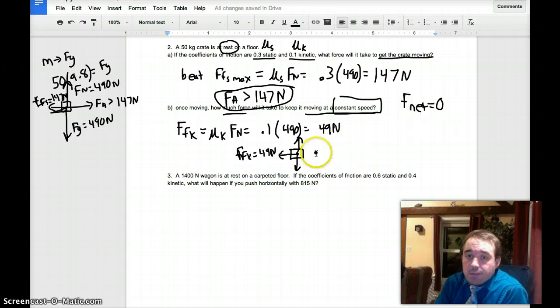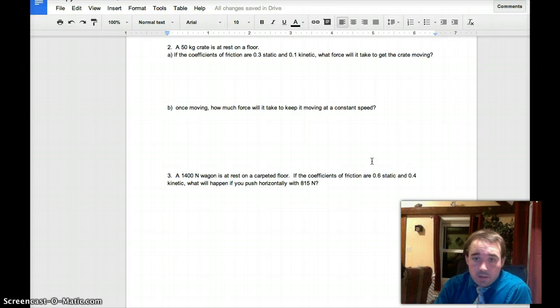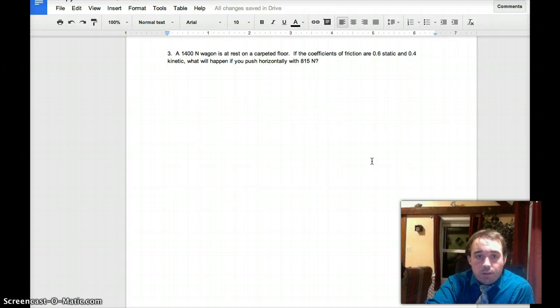To have a net force of 0, I have to have an applied force not greater than, like we did in part A, an applied force exactly equal to 49 newtons. We have to balance out the friction. So that's that. Question 3.